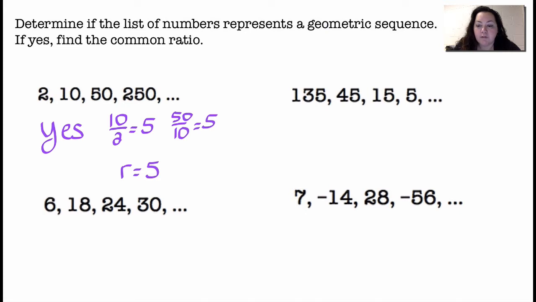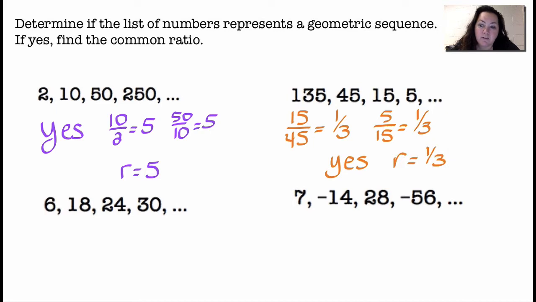All right, the next one: 135, 45, 15, 5. I'm going to take the third term divided by the second term. That gives me 1/3. Then I'm going to take the fourth term divided by the third term. That gives me 1/3. So yes, and r is 1/3, which means every time you're really dividing by 3 when you get a fraction.